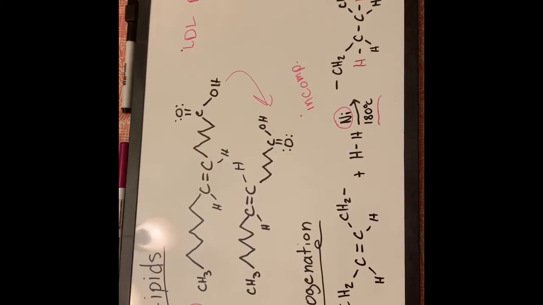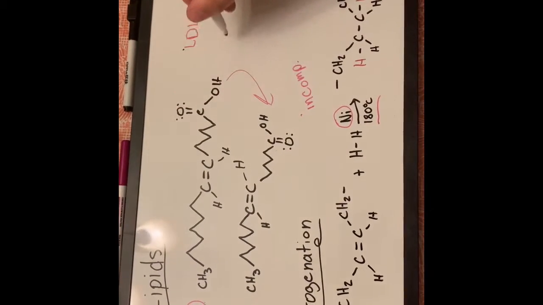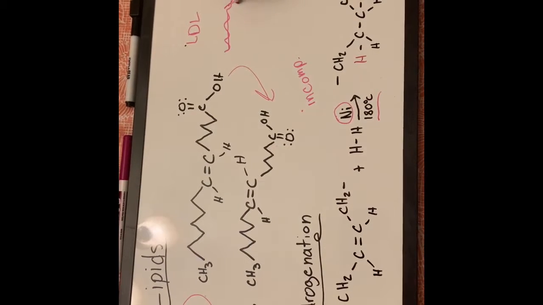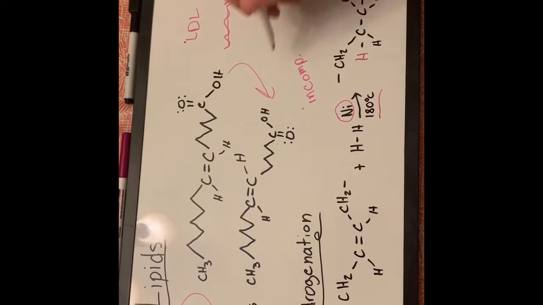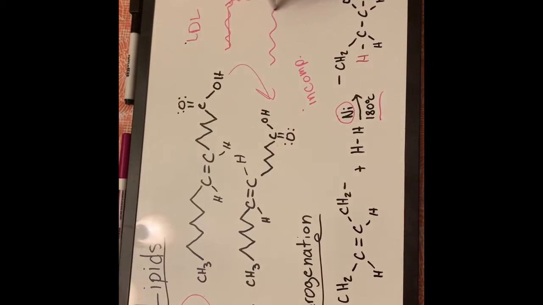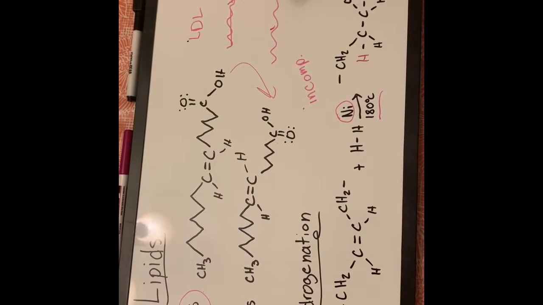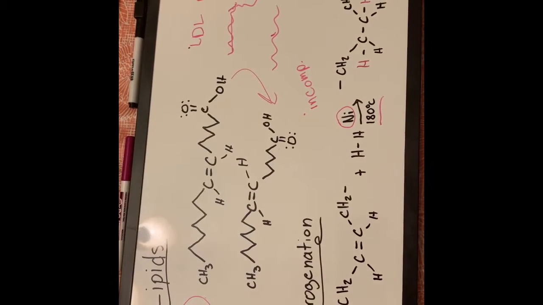The one difference between them is that cis is on the same side, so it's going to look more like this, and then there's going to be the double bond, and then it's going to bend downward. That won't stack as easily as trans, which is just a straight line. So trans is going to have a higher boiling point.